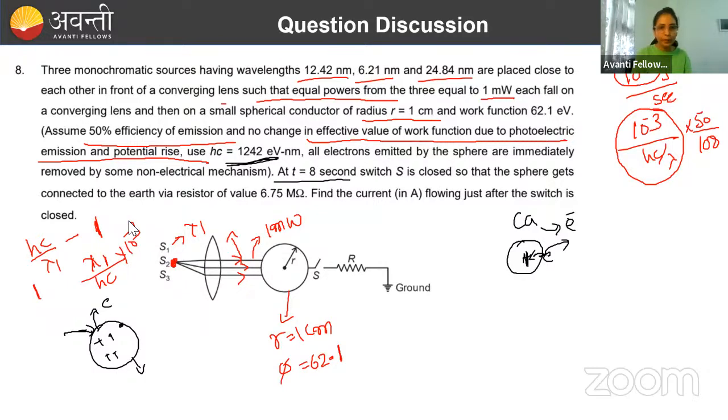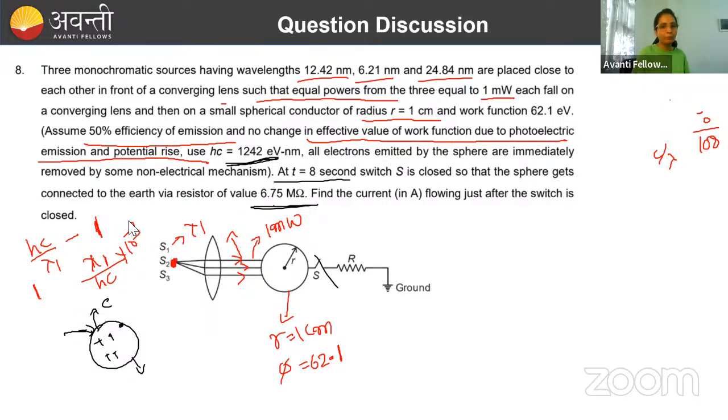At t equal to 8 seconds, switch AC is closed. 8 सेकंड पे स्विच को क्लोज किया गया है. स्फीयर गेट्स कनेक्टेड टू अर्थ वाया रजिस्टर ऑफ दिस. Find the current flowing just after switch is closed. करंट निकाल दो. तो देखो बहुत ही इजी है. अगर हम क्वेश्चन समझ गए हैं तो हमारे लिए अब इजी होगा.